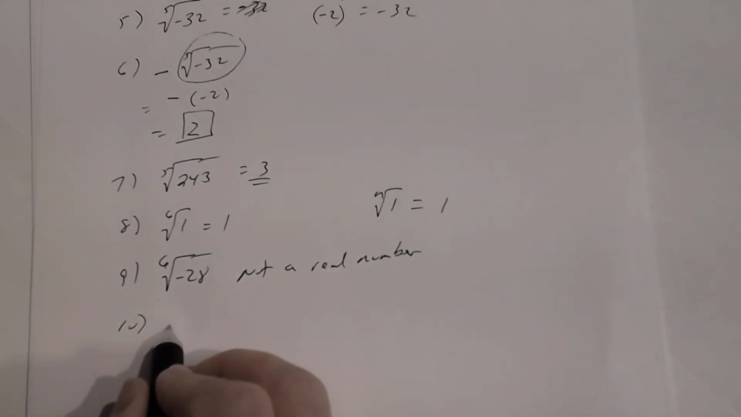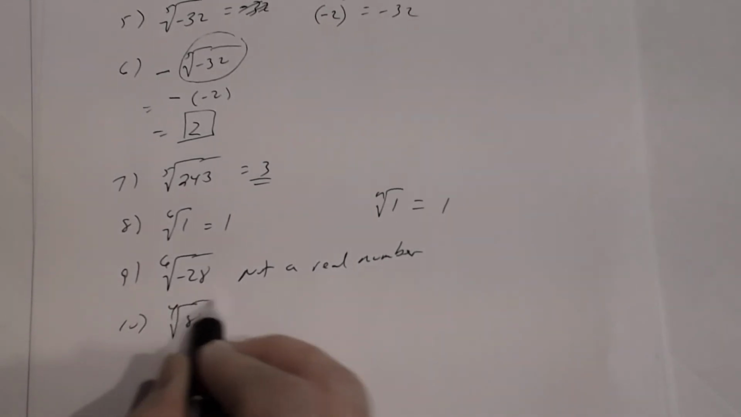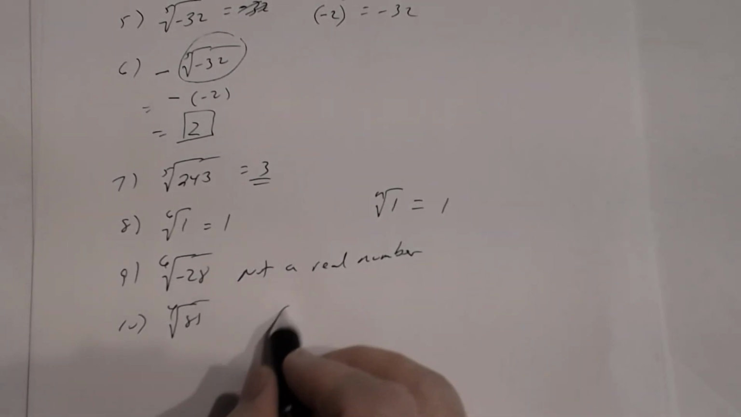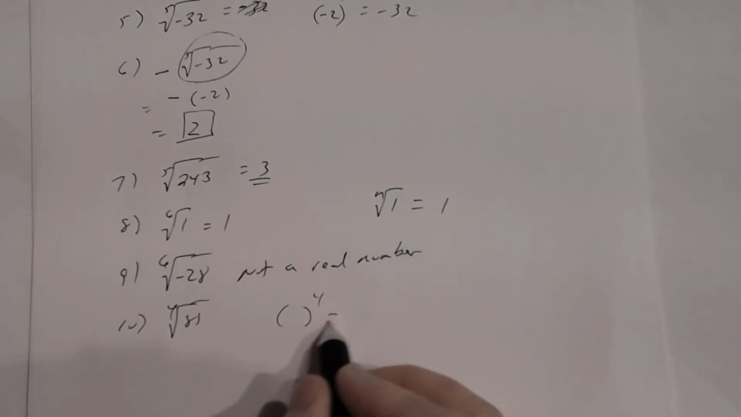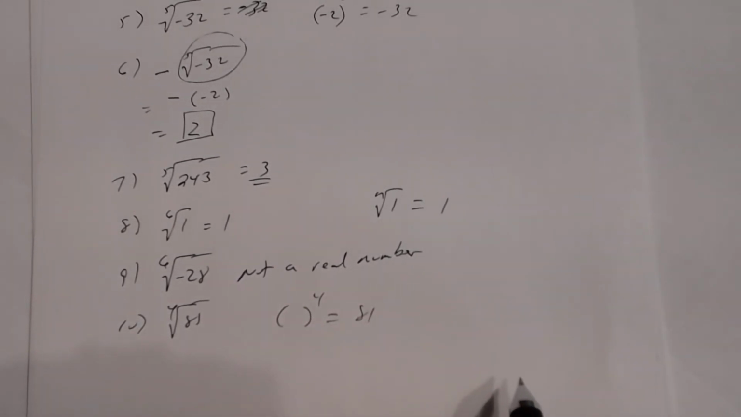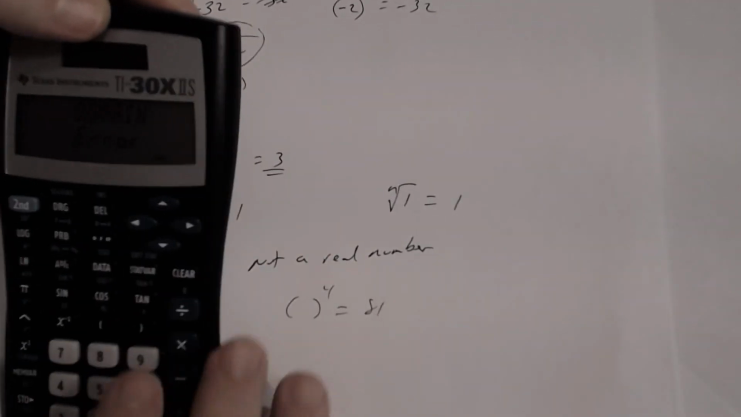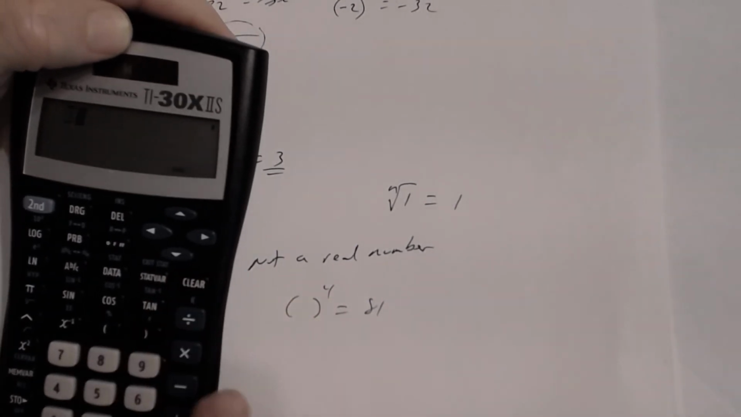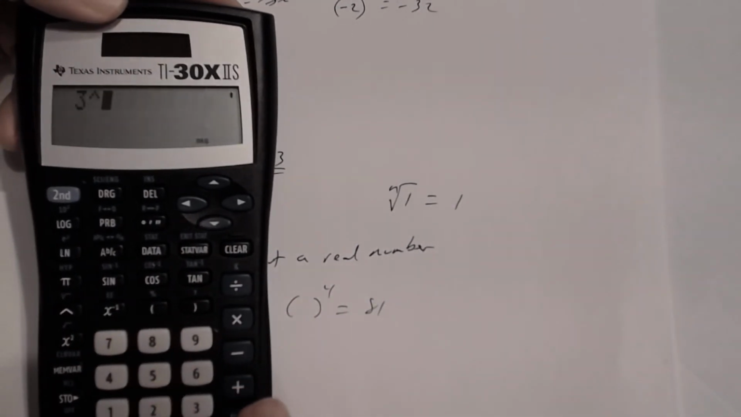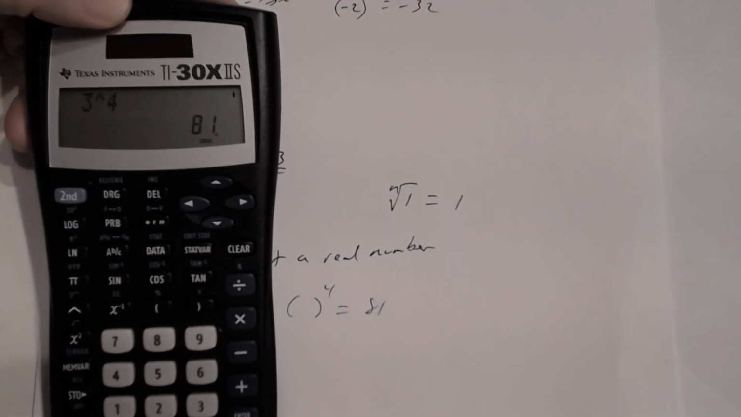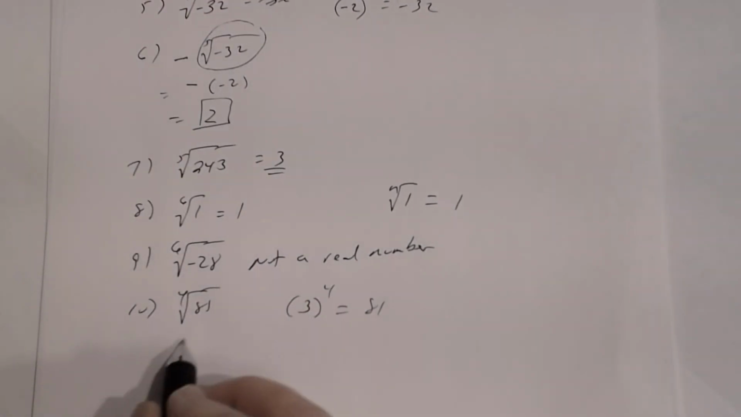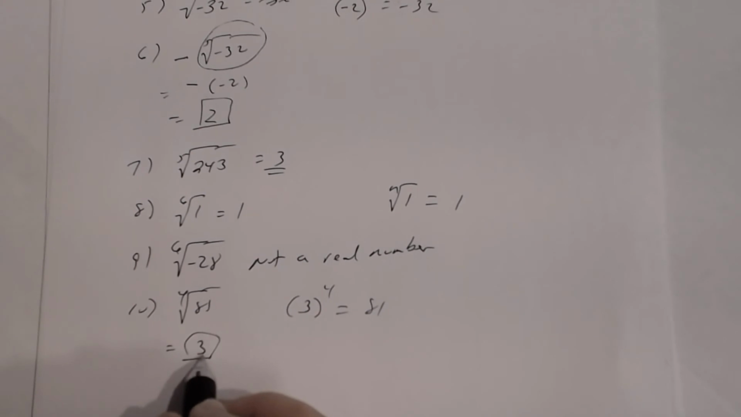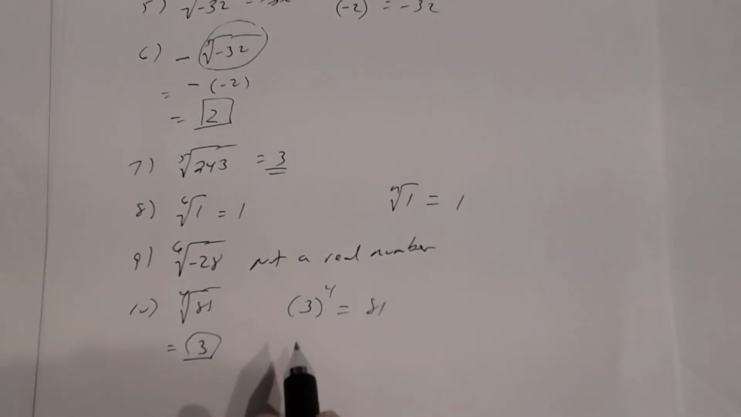Number 10, the 4th root of 81. So what times itself 4 times is 81, do you think? All right, you want to try 3? Let's try 3. So 3 raised to the 4th equals 81. That's it. So the answer is 3, because 3 to the 4th is 81.